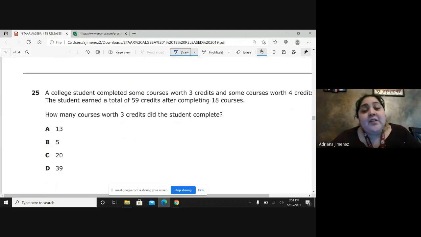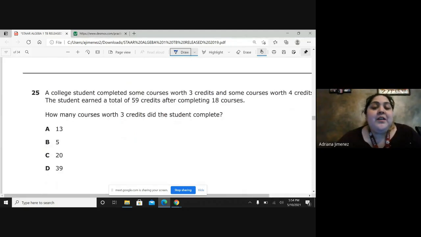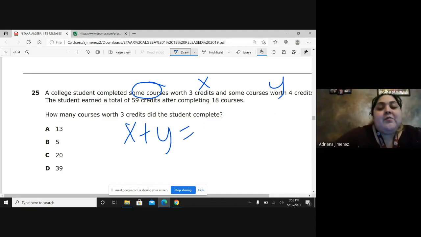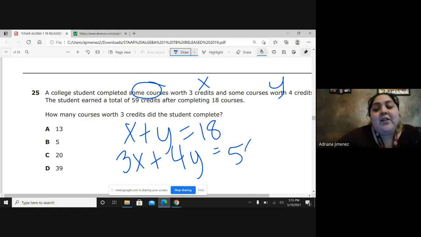Okay, now here's this one. A college student completed some courses worth 3 credits and some courses were worth 4. And he earned a total of 59 credits and he completed 18 courses. So there's 2 different types of courses, 3 credit and 4 credit. So altogether, he completed 18 courses. Some were 3, some were 4, and together he completed 59 credits.